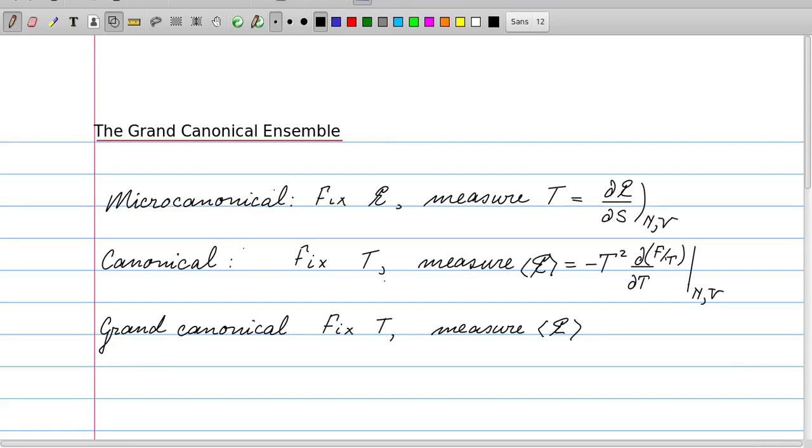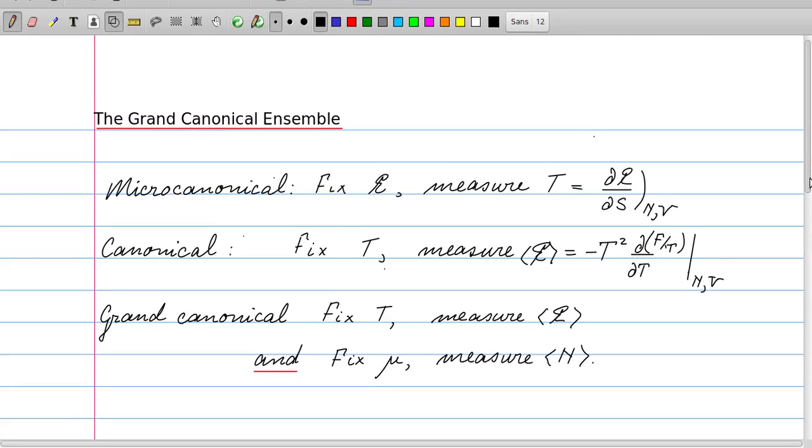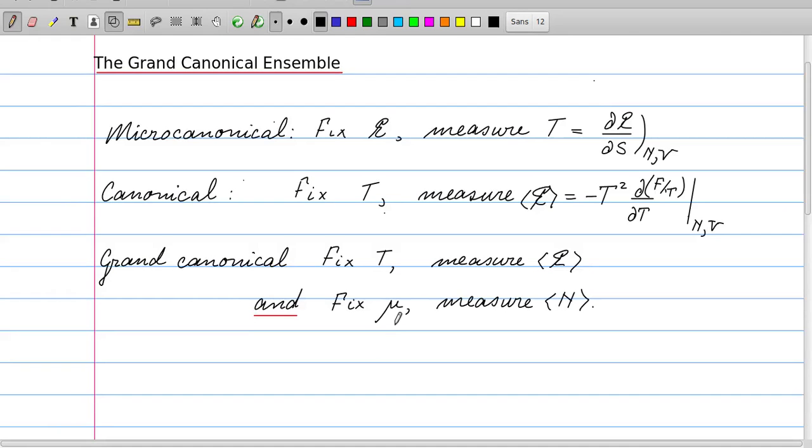So what do we do in the Grand Canonical Ensemble? Well, first of all, we fix the temperature just like we do in the Canonical Ensemble, and we can measure E. But there's also an additional thing we do, and that's the following. Now we don't fix the number of particles, but we fix mu, which is the chemical potential, and then we can measure the number of particles. So we have introduced now a parameter which is called the chemical potential, and it can be used to control the number of particles.